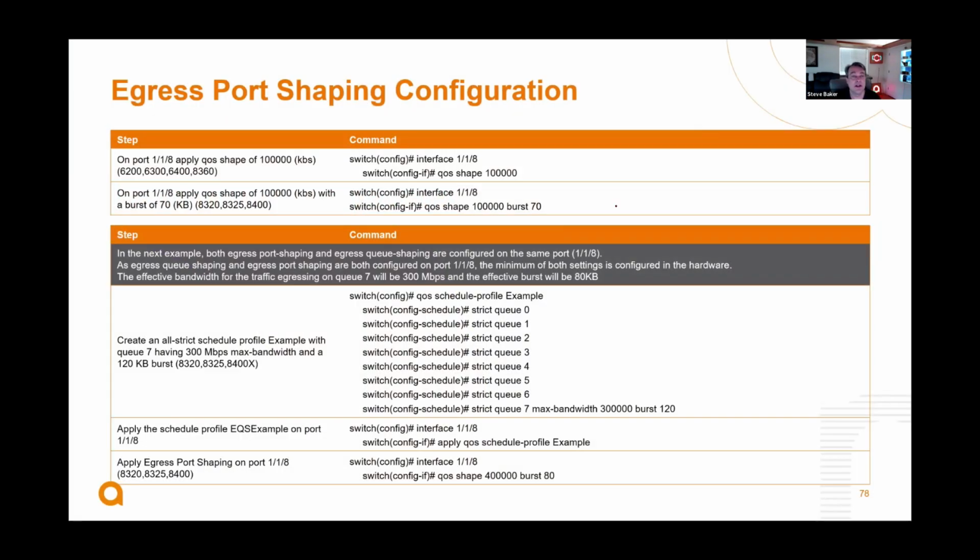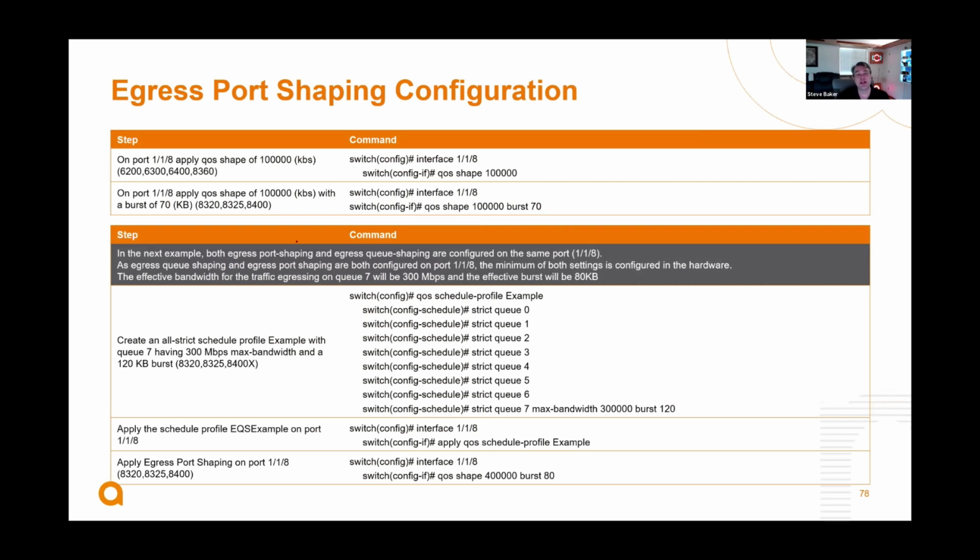Here we go. When we're doing egress port shaping, we can see an example here on port 1/1/8. This is for the 8360 and the 6000 series. We can do egress port shaping using kilobits, so we can see the command here, qos shape, and then 100,000. But on the 8320, the 8325, and the 8400, we also support the burst command, so you can also add a command after that to support the burst.